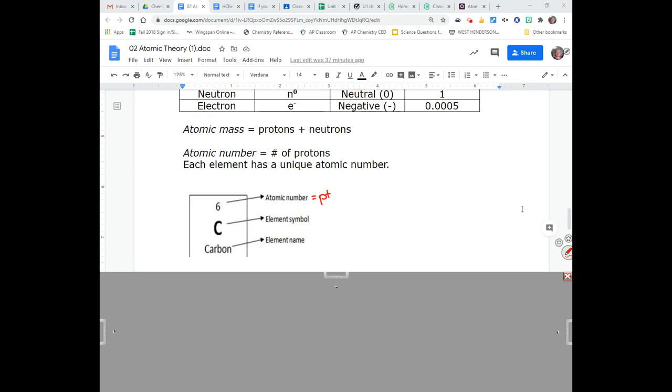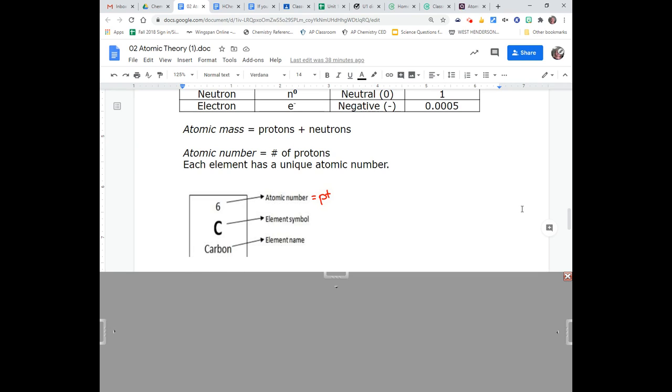And that's how you're going to identify it with a lot of these particular atoms. It also has the element symbol and the element's name on your periodic table. And then you have a number down here. For carbon, it looks like this. That is going to be the average atomic mass. And we'll talk about that here in just a little bit. But it is an average mass of all the carbons that are out there.